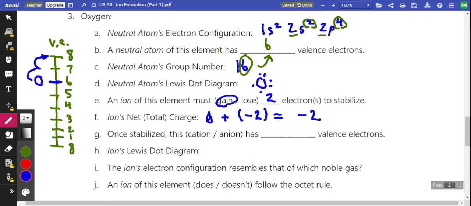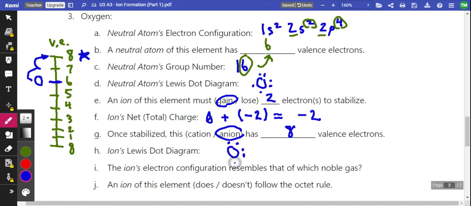Okay, so we end up with a negative ion. That means this is an anion. All right. And when it gains 2 valence electrons, it winds up with 8 valence electrons, which is a pretty good sign that this is going to become more stable. Okay, so our new Lewis dot diagram might look something like this.